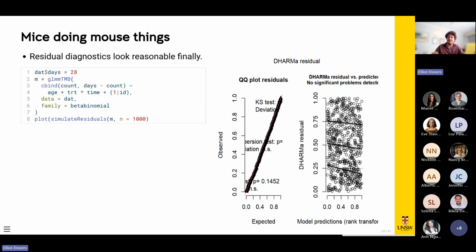And indeed, when we check the diagnostics, things are finally looking reasonable, which is great. Okay, so now we've got a model that's at least adhering to the assumptions that we require to be able to perform inference or draw conclusions from our model output.